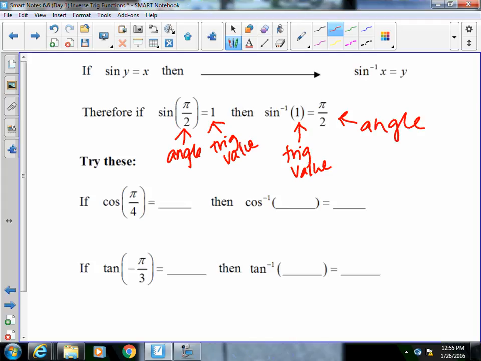So for instance, cosine of pi over 4 is radical 2 over 2, which means the inverse cosine of radical 2 over 2 is pi over 4. Tangent of negative pi over 3 is equal to negative radical 3, which means the inverse tangent of negative radical 3 is equal to negative pi over 3.